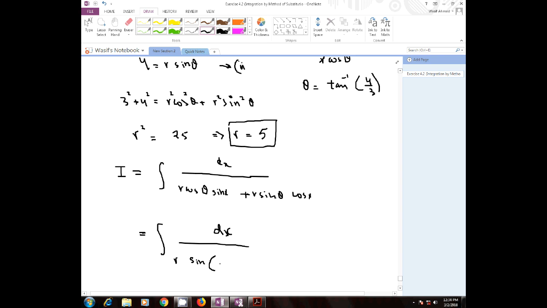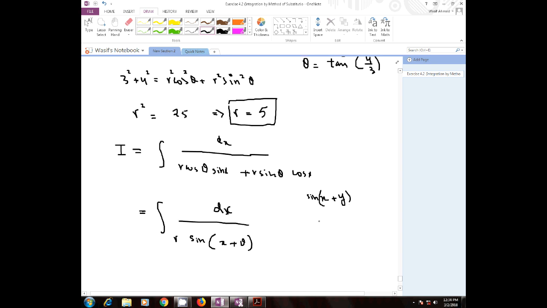sine x plus theta. The fundamental law of trigonometry states that whenever the sine function is applied on the sum of x and y, you have sine x cos y plus cos x sine y. This formula is used here.